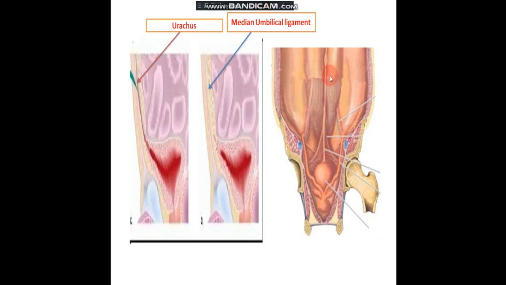In the anterior abdominal wall, when we see it from its posterior aspect, we can see the obliterated urachus appearing like this, forming the median umbilical ligament, and it arises from the apex of the bladder. There we have three folds seen in the anterior abdominal wall from the posterior aspect. One is the lateral umbilical fold, which contains the inferior epigastric vessels. Then we have the medial umbilical fold, which contains the umbilical arteries, and the median umbilical fold, which contains the obliterated urachus.